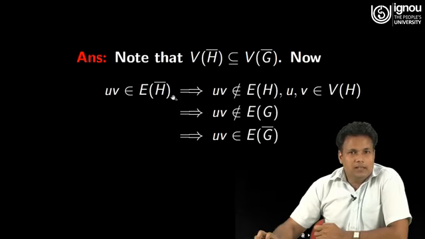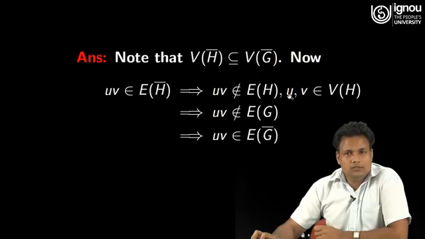Now, this means that UV is not present in H. Of course, the vertices U and V are present in H, but we are given that H is an induced subgraph of G, right? It means that if UV is not present in H, then UV would also be not present in G. This is a property of induced subgraphs.